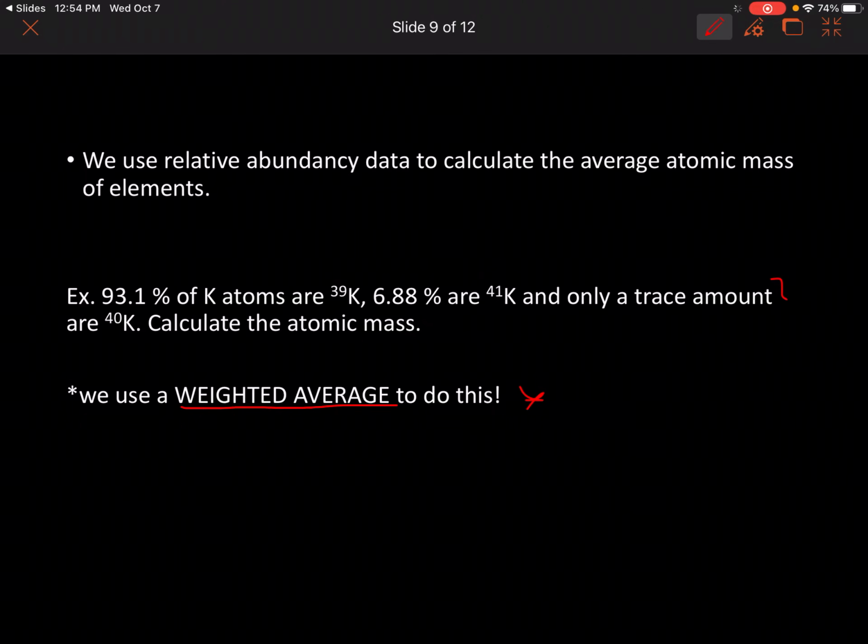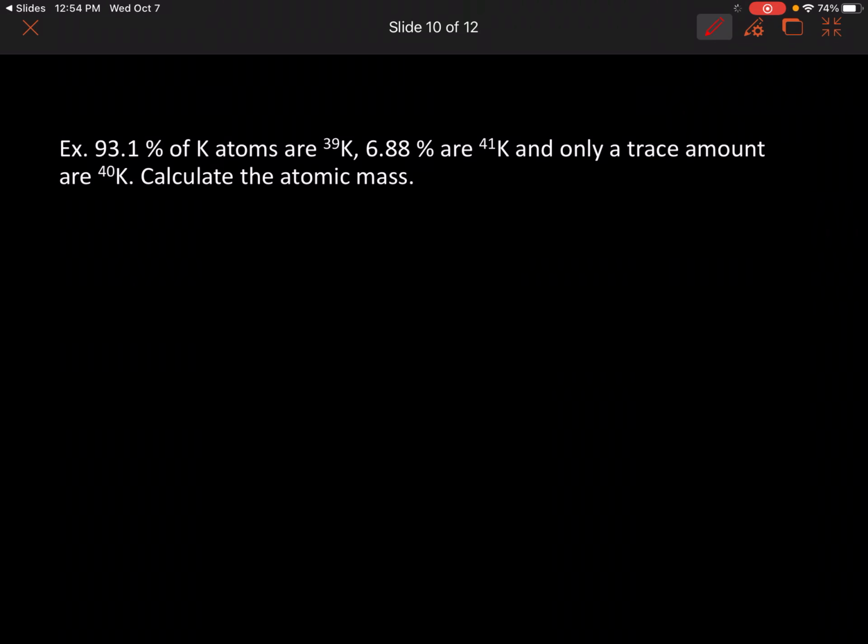So we're going to work through this example here, and we'll do that on the next page. And I always think this is funny because this is one of those things that people, if you were in a math class, you would be able to do it, but as soon as we make it real life, with elements, it becomes difficult for people, but we're going to calculate this exactly how you would any kind of class average. So, for example, 93.1% of potassium atoms are K39, 6.88% are K41, and only a trace amount are K40. So calculate the atomic mass.